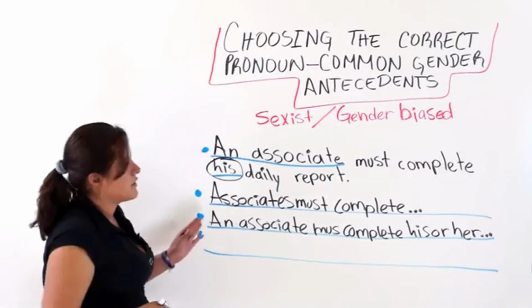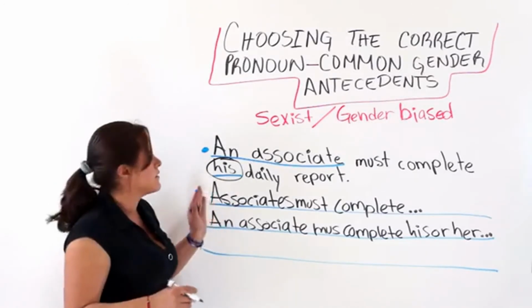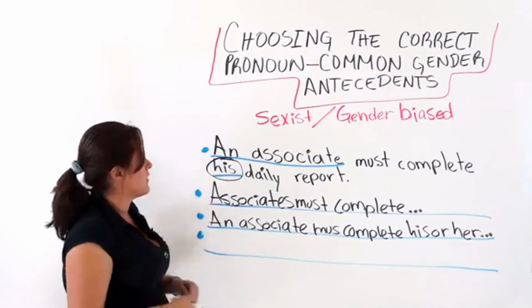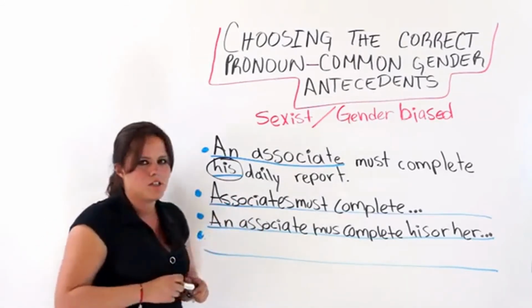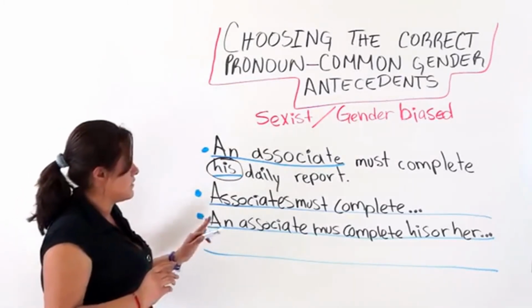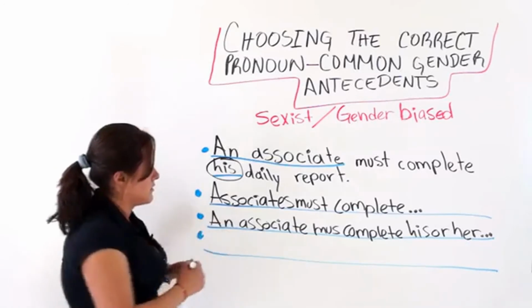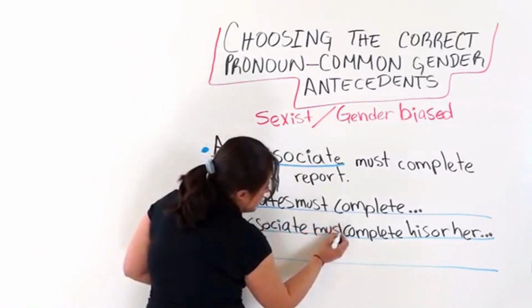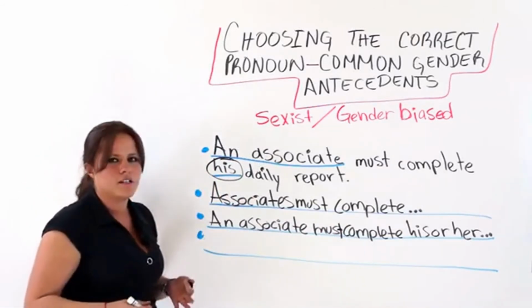So these are two ways that we can avoid this sexist or gender-based statement. An associate must complete his report would be incorrect. So we could do it like associates must complete, pluralizing the noun, or an associate must complete his or her daily report.